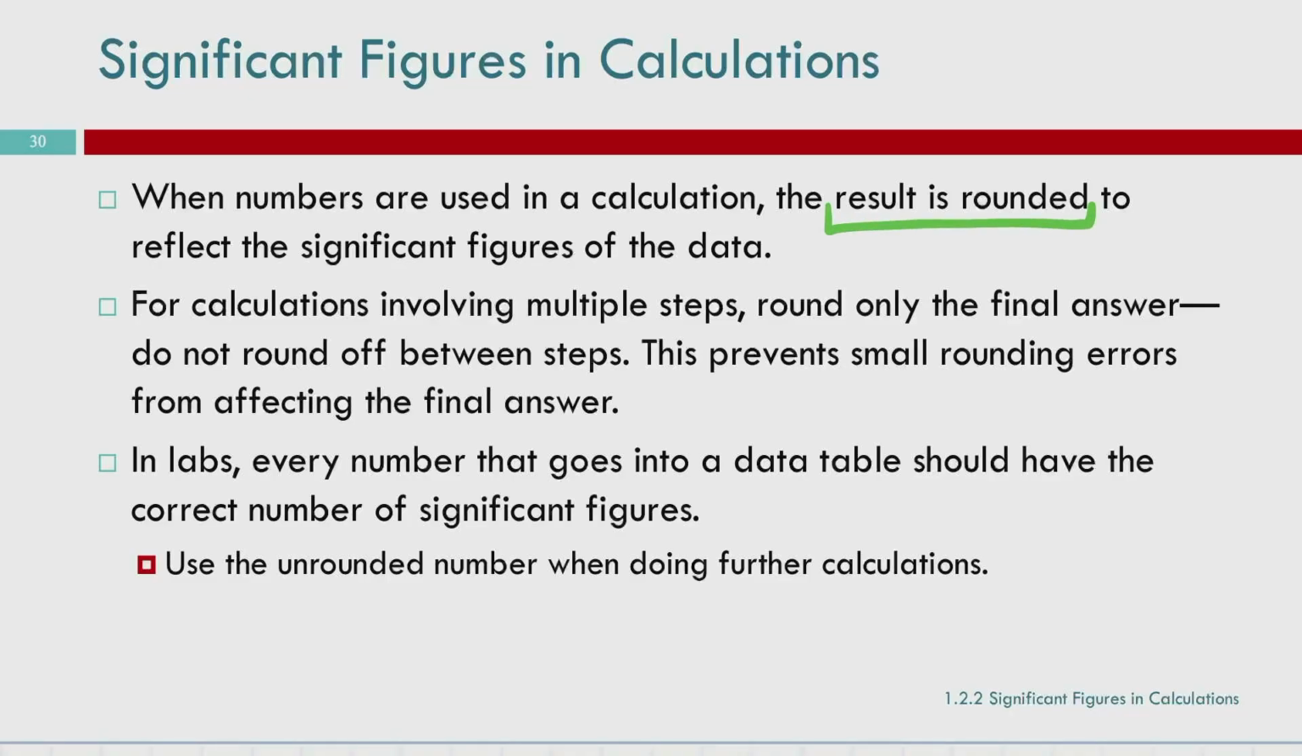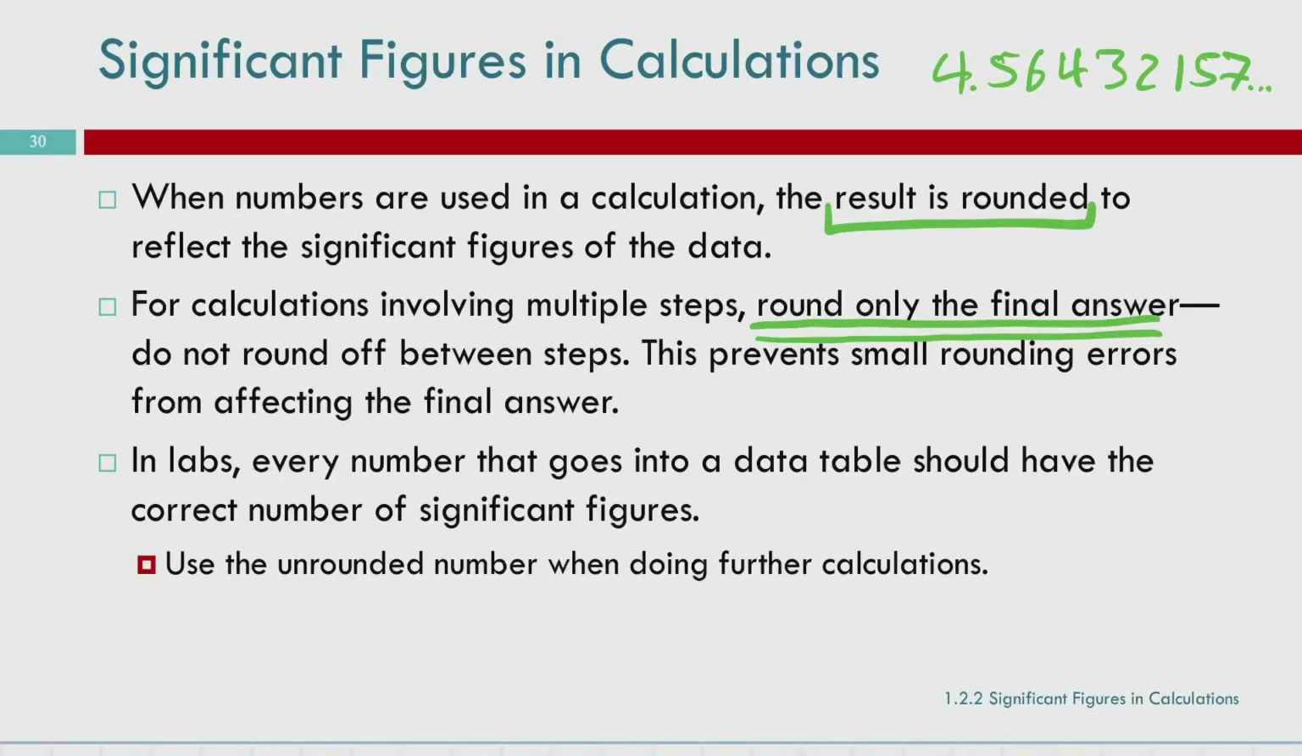And so the result will be rounded. Because oftentimes you plug stuff into your calculator and you get 8 digits out the back end of your decimal place. Right, your calculator might give you that result. And so we would need to round that number off to reflect the number of significant figures in our calculation. If we have multiple steps, we want to round only the final answer.